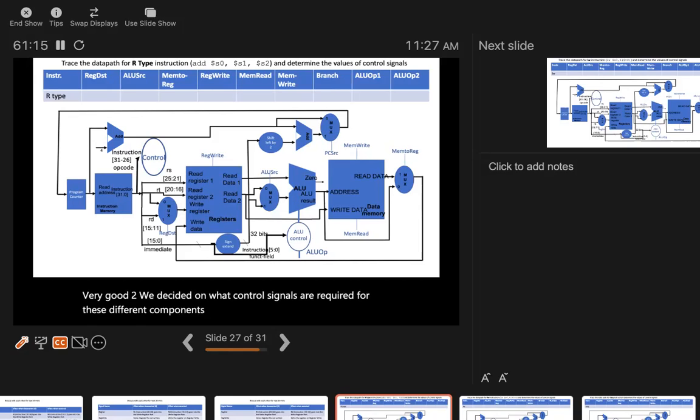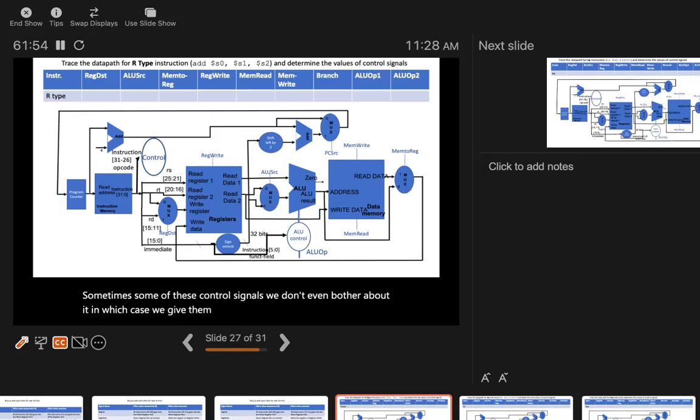Number two, we decided on what control signals are required for these different components. Number three, we decided what happens when those control signals are set to 0 and what happens when they're set to 1. Now, not all of the instructions will be asserting all of these control signals. They will be asserting certain control signals and deasserting the others. Everything will not be the same across the board. Therefore, the control unit takes in the opcode to determine which signals should be asserted or deasserted. Sometimes some of these control signals we don't even bother about, in which case we give them a don't care.